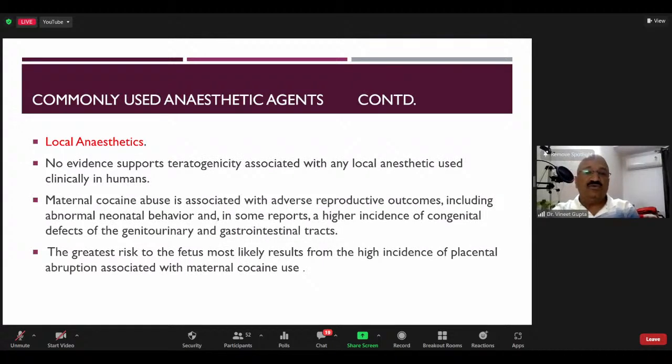Maternal cocaine abuse is associated with adverse reproductive outcomes, including abnormal neonatal behavior, and in some reports, a higher incidence of congenital defects of the genitourinary and GI tracts. The greatest risk to the fetus most likely results from the high incidence of placental abruption associated with maternal cocaine use.